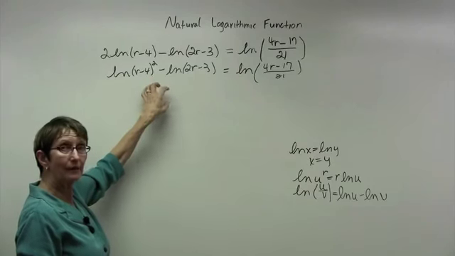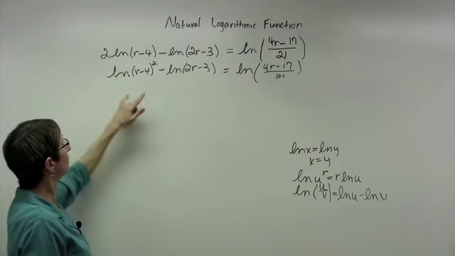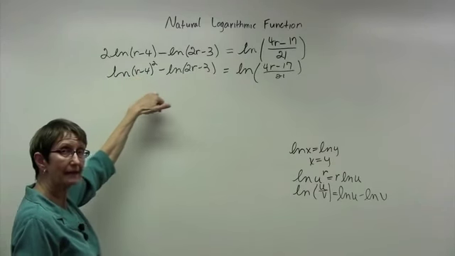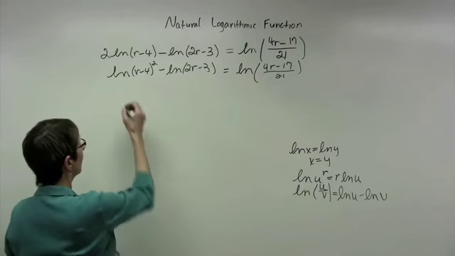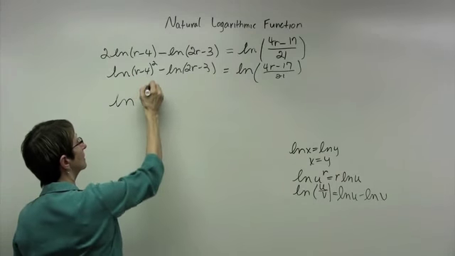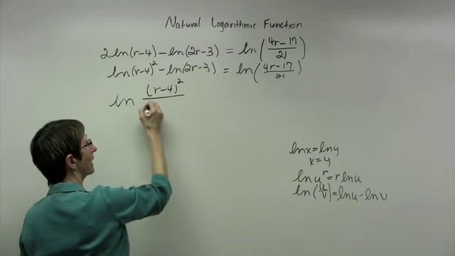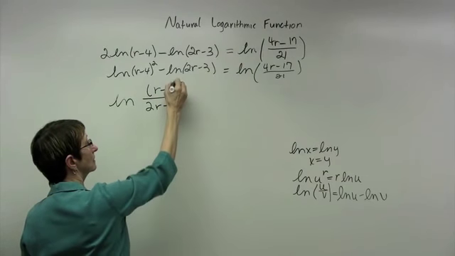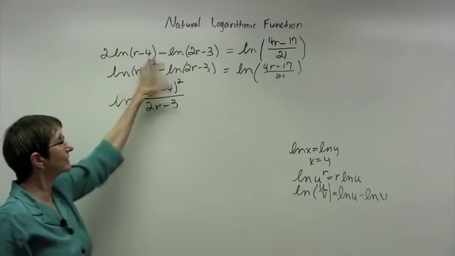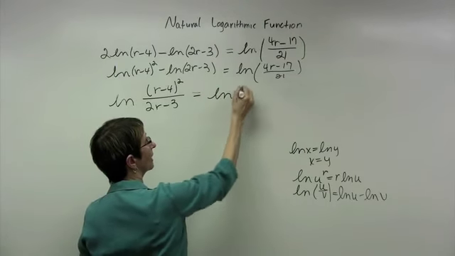Well, we have the minus, so what we're doing is starting on the right-hand side of the property and working backwards. Since I have a log of something minus a log of something, I can write this with one natural log of the first part divided by the second part, so that I can compress them into one log. And then it equals the natural log on the other side.